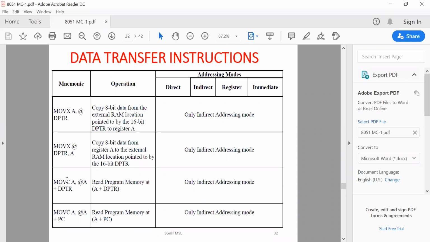Okay, so anything that can be transferred from the external RAM can be accessed by the MOVX instruction, and anything that can be accessed from the external ROM, or given to the external ROM, is to be implemented by the MOVC instruction. MOVC means move code memory or program memory. MOVX means external RAM. Okay, it's clear. That is the difference between the external and internal RAM, sorry, memory operation.